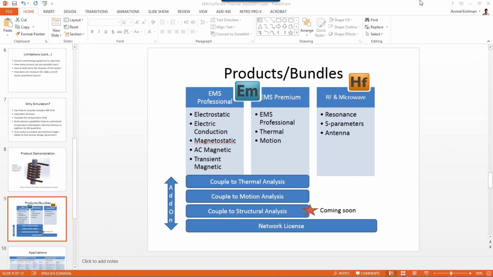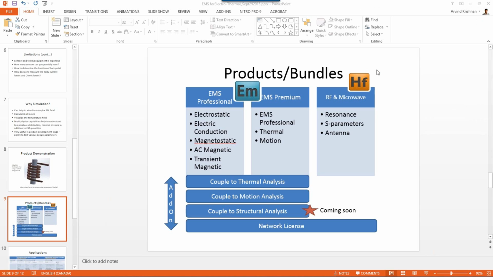Hello, everybody. My name is Rick Seidler. I'm the account manager for your area, and just want to go over the product bundles a little bit with you. What Arvind showed you today is our EMS product, and the EMS product comes in two flavors, let's say, two bundles, and those are the first two boxes starting at the left-hand side. What he was demonstrating is the EMS Professional, and then as an add-on to that, he added the thermal module. So he coupled it to thermal analysis.